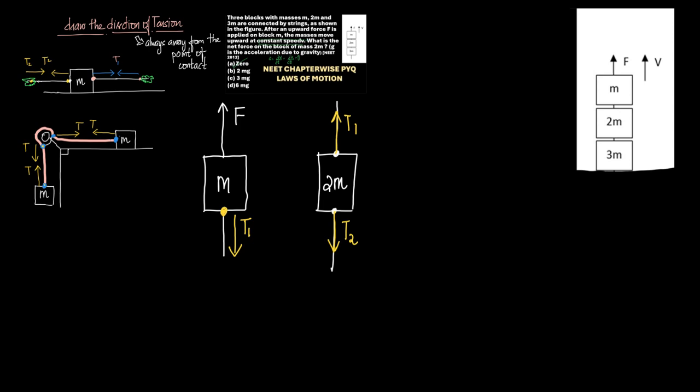Now let us see the case for the third block, which is the block with mass 3m. There is nothing acting downwards on it, but what is acting is a force like this. There's a string, right? And tension would act along the string but away from the point of contact, and we have here T2 again, right? Same string.